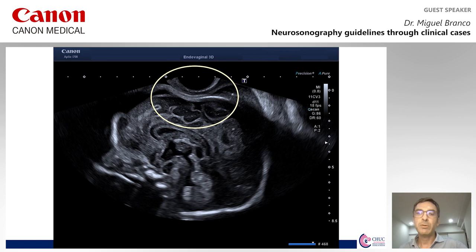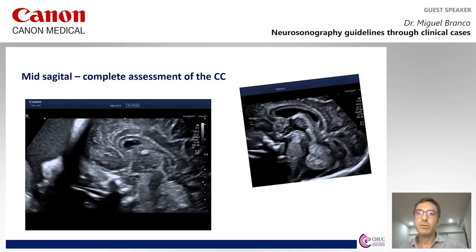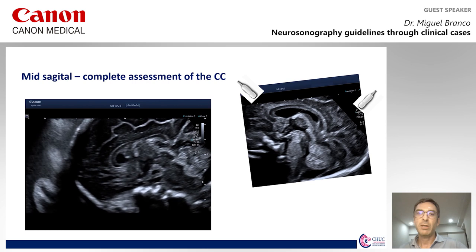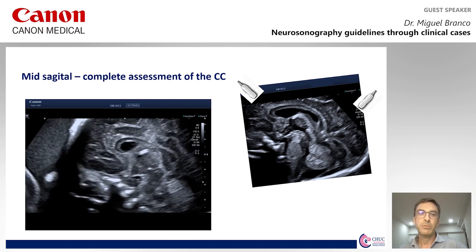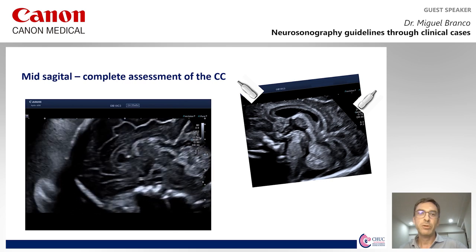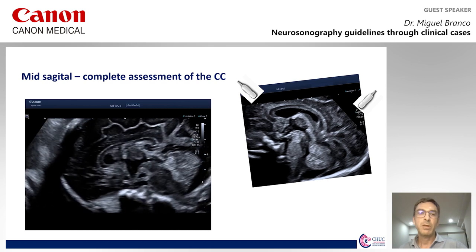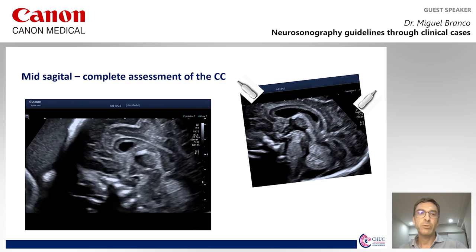Note that we sometimes use pressure when we need to manipulate the fetal head to orient the probe with the fontanelles. In order to assess the complete corpus callosum, we must assess the rostrum and the splenium. And for that, we should move the probe from the anterior fontanelle to the posterior fontanelle. This little clip shows us the difference of the insonation, the posterior aspect, and here the rostrum is clearly visible.